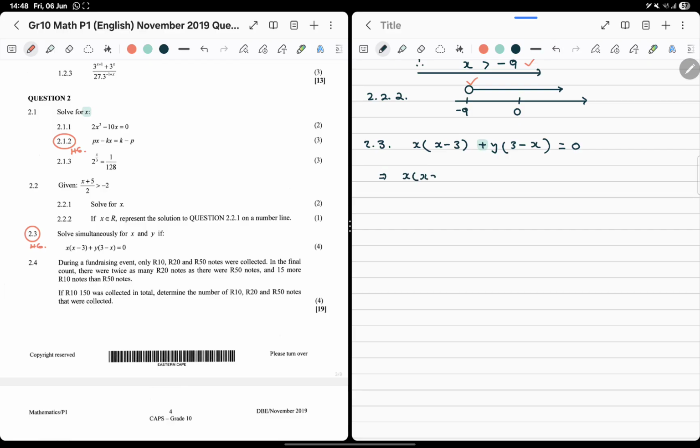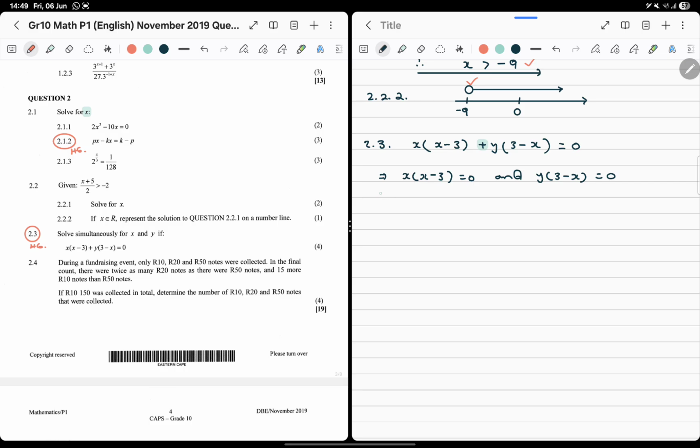Okay? Means x into x minus 3 should be 0. And this one is not an or kind of a situation. And y into 3 minus x must also be equal to 0. That's the only way we can add those numbers to 0. Otherwise, it's not possible. Are we clear? Yes. Yes. And yes. Right.